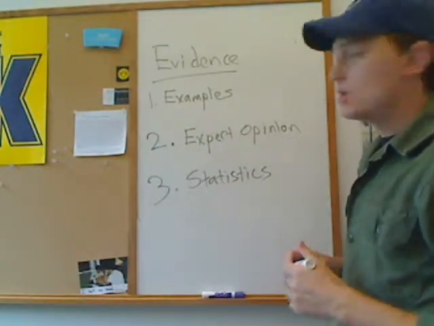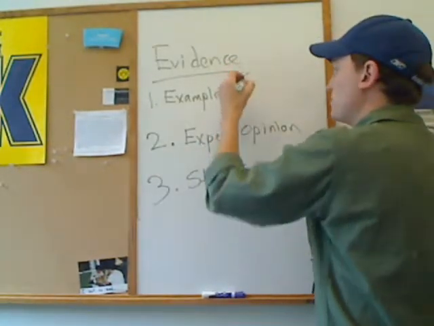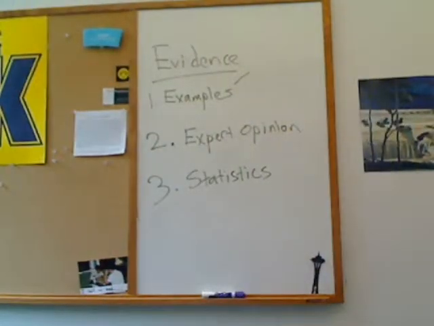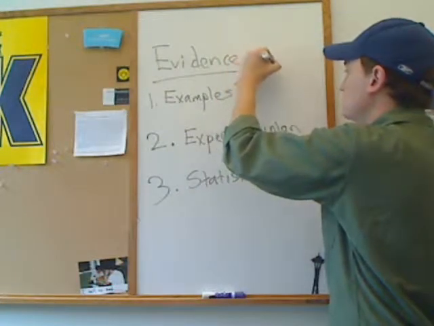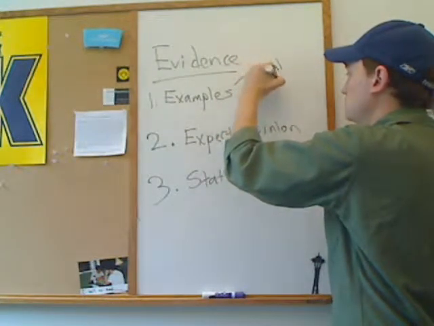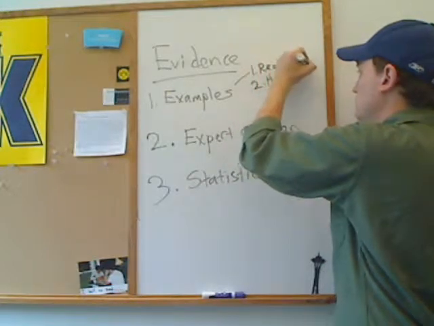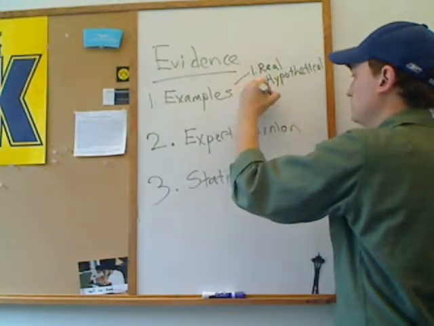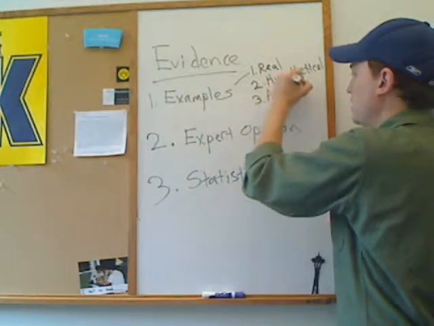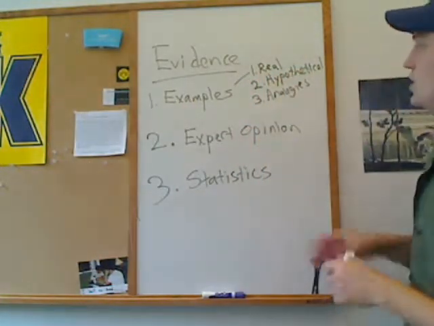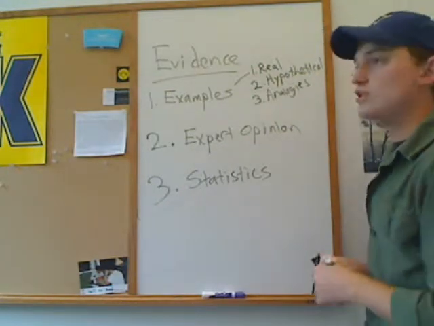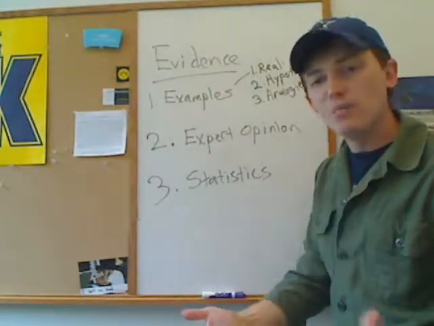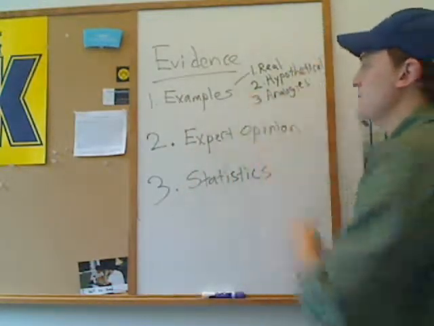Now for examples, there are three different types of examples. These are all found on the slides. There are real examples, hypothetical examples, and then analogies. So whenever you're citing something as an example that backs up a claim, these are three different types of examples you have.